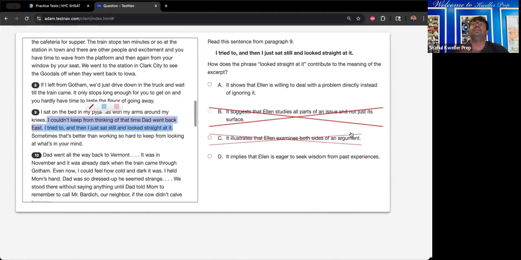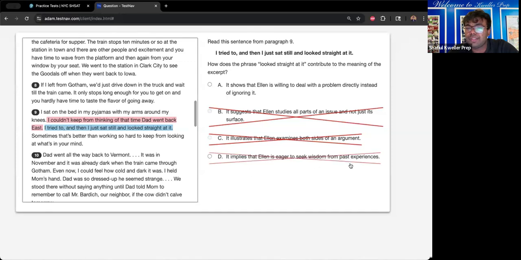That's kind of the idea that I was saying earlier, that there's no argument going on here. There's no two-sided conflict. It's kind of just her dealing with this new period in her life. And then D, it implies that Ellen is eager to seek wisdom from past experiences.